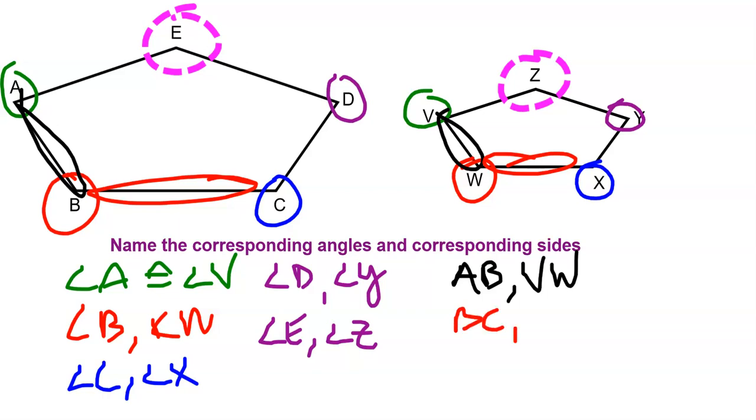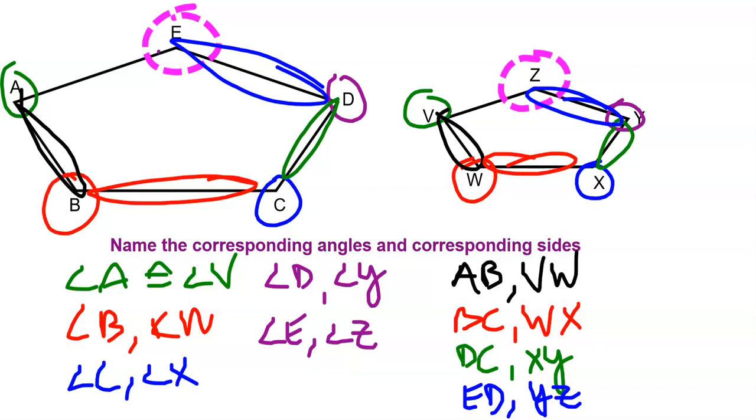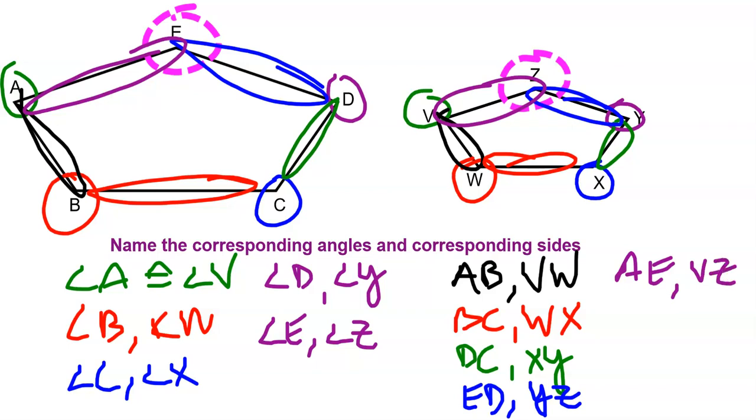BC corresponding to WX, DC corresponding to XY, ED corresponding to YZ, and then finally AE corresponding to VZ. So corresponding angles, corresponding sides, we name them and we identify them the same way that we do when we have congruent shapes.